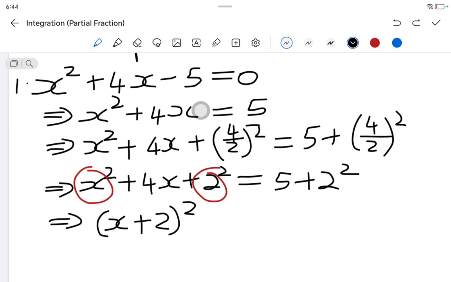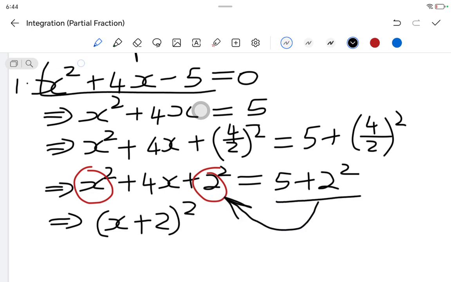Do you see that? Now, if you check here, if I take this to the other side, it's gonna take us back to this question. You see, right? So now let's look at another example.